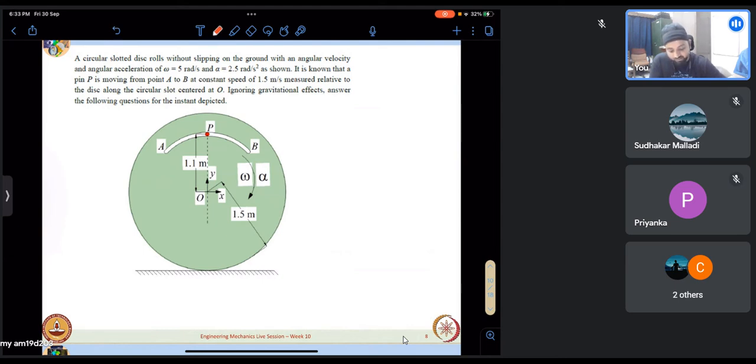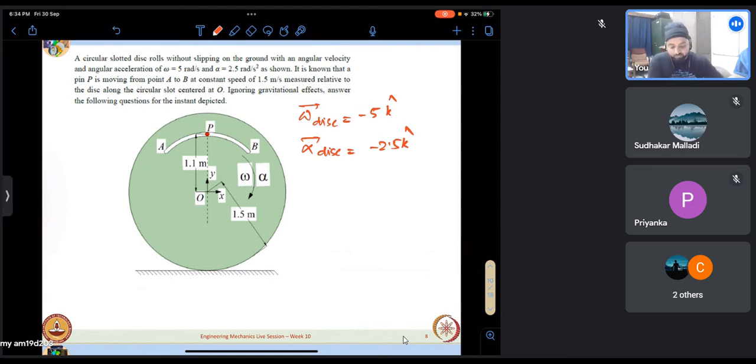This circular slotted disk rolls on the ground without slipping with an angular velocity and angular acceleration of omega equal to 5 and alpha equal to 2.5 as shown. It is given that both are clockwise. In this question we've already fixed the xy axes. So our omega of the disk is minus 5 k cap and our alpha of the disk is minus 2.5 k cap.